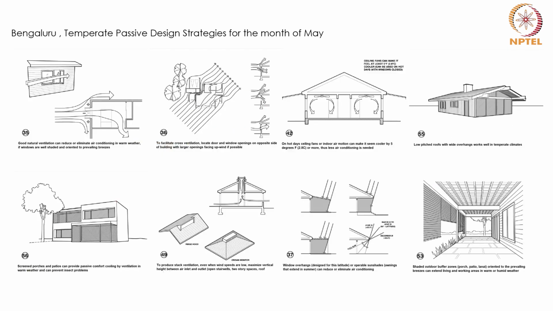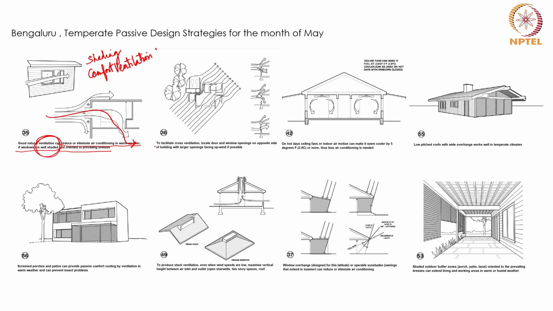So, what are the passive strategies to be followed in Bengaluru for the month of May? Good natural ventilation, which we have already called comfort ventilation, can reduce or eliminate air conditioning of warm weather if windows are well shaded and oriented to prevailing breezes. So, shading and comfort ventilation, as we have already seen it.